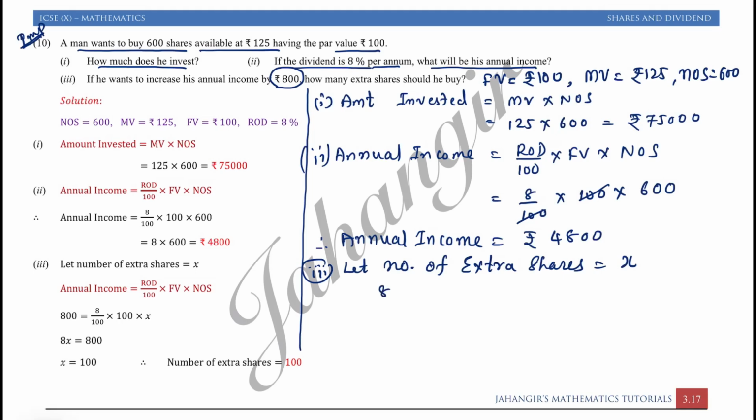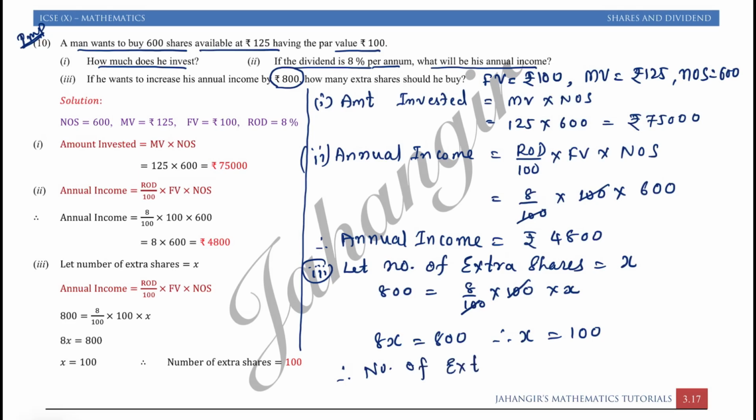So the extra annual income is 800. That is equal to ROD upon 100 into 100 into the number of extra shares, x. Cancelling this, you will get x. 8x is equal to 800. So therefore x is equal to 100. So the number of extra shares is equal to 100. If he has 100 extra shares, his income will increase by rupees 800.